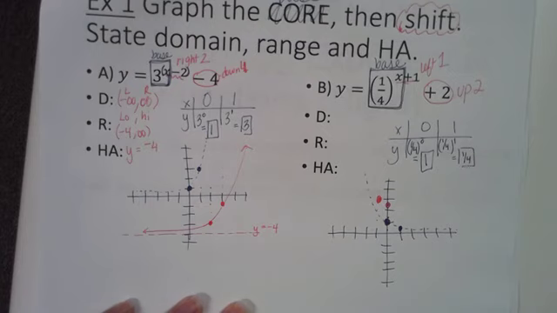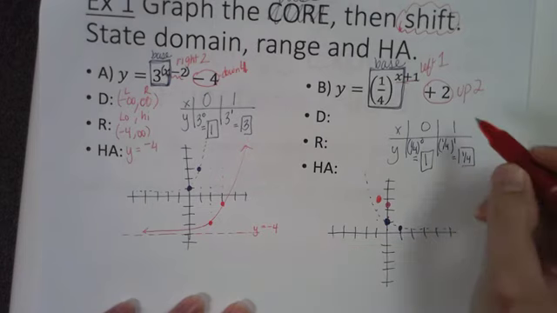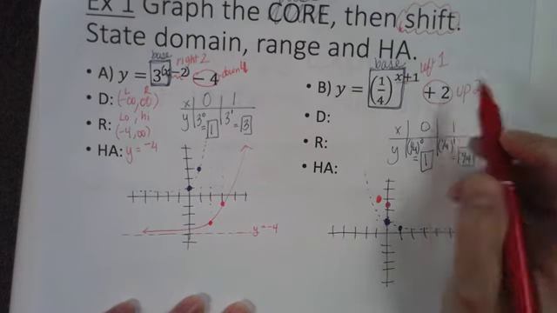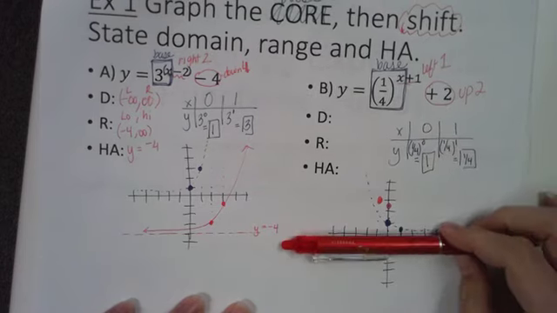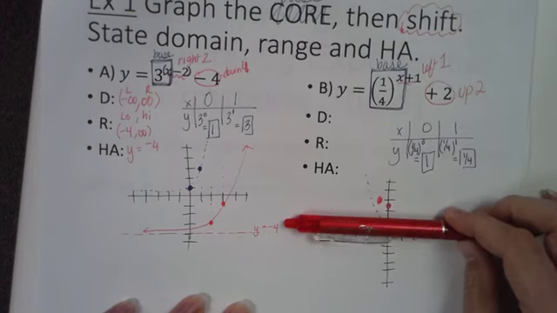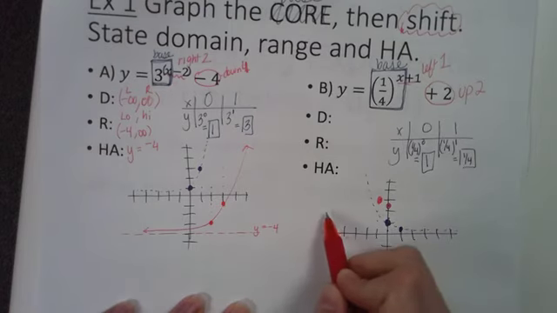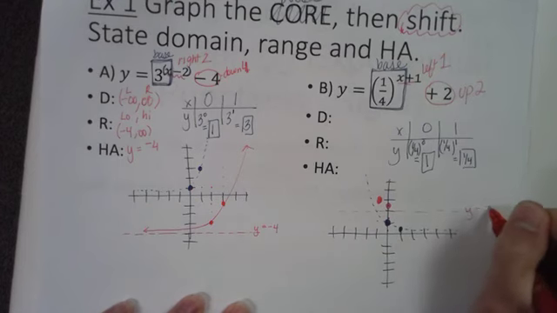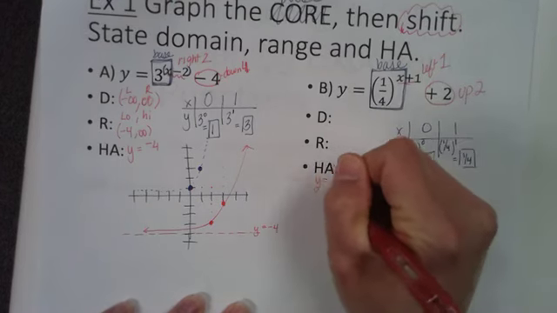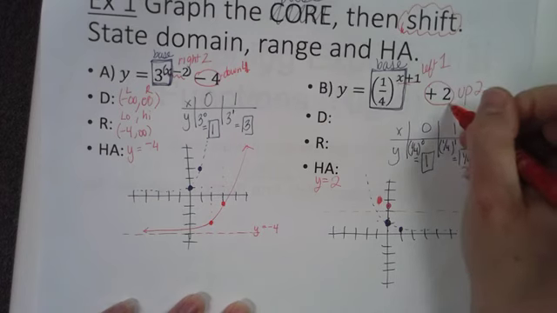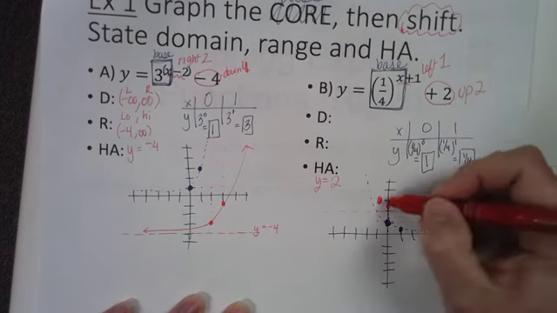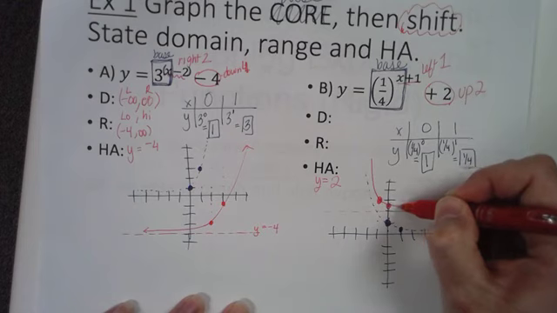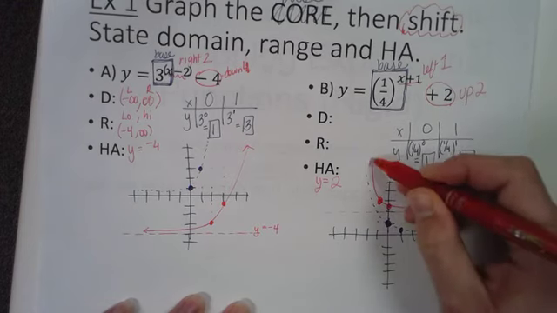Where is my horizontal asymptote? Yeah, it got shifted up 1, up 2. It was at 0, and now it's at 2. So there's our y equals 2. Ladies and gentlemen, that horizontal asymptote is always that outer number. And now you can draw your little decay curve.